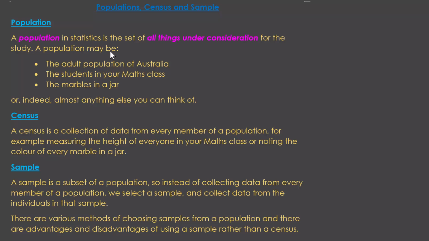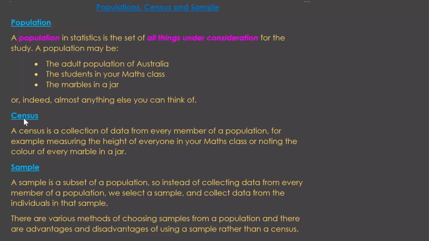A population may be the adult population of Australia. It might be the students in your maths class. It might be the marbles that you have in a jar. Or indeed, almost anything else you can think of. People who go to the cinema regularly in WA is a population.